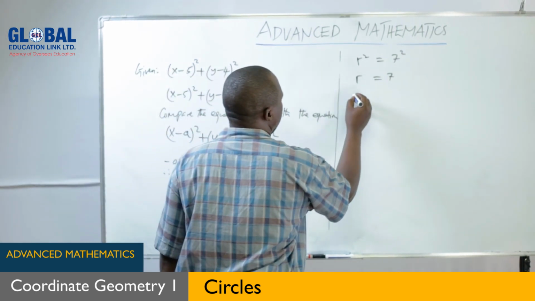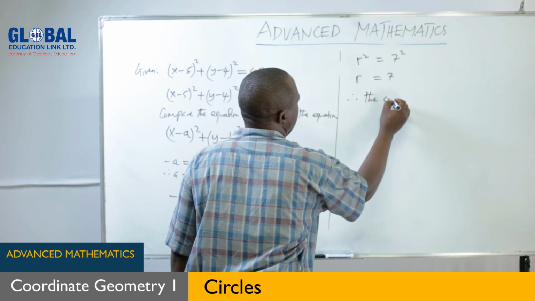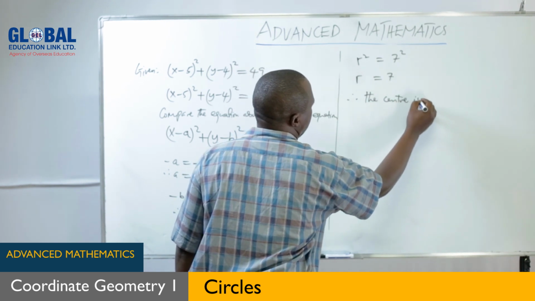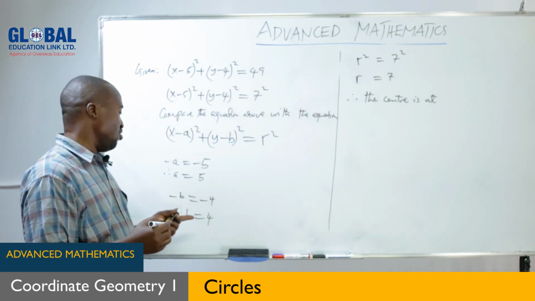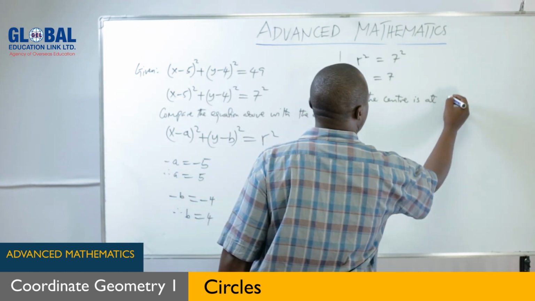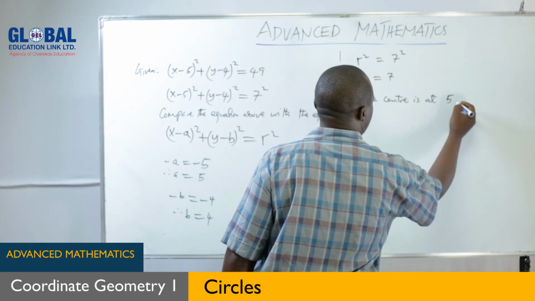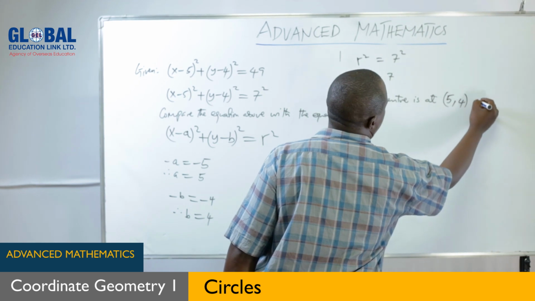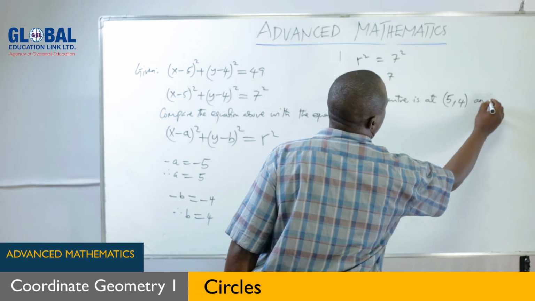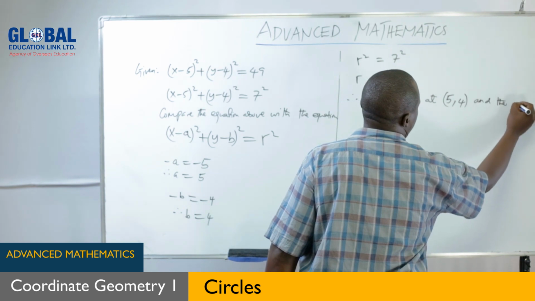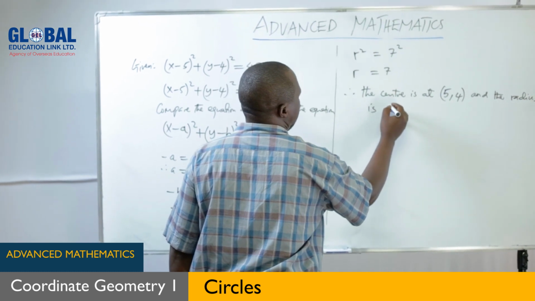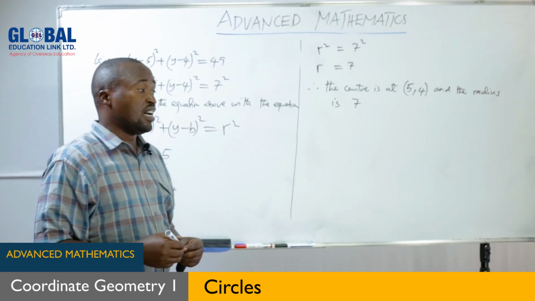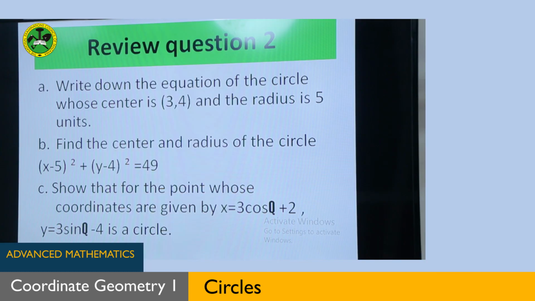Therefore, the center is at (a, b), that is (5, 4), and the radius is 7. So that is how to find the center and the radius for such an equation.